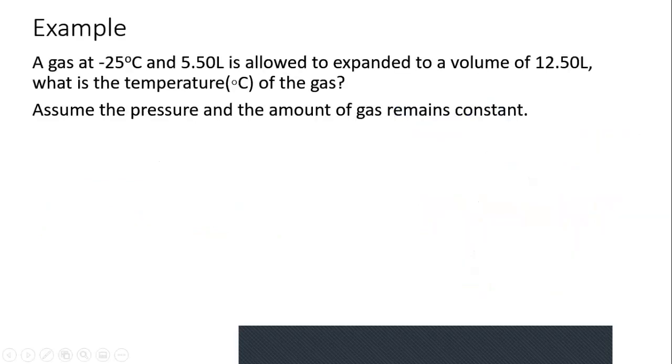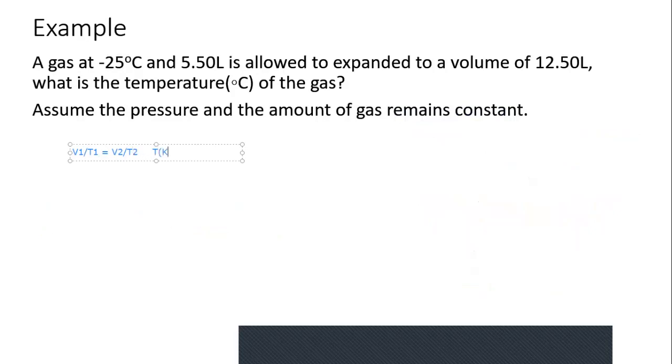So here we have a gas at negative 25 degrees Celsius, 5.5 liters. It expands to a volume of 12.5 liters. What's the temperature of the gas? And we want to know in degrees Celsius. Assume the pressure and amount of the gas remains constant. So since temperature and volume are changing, we're going to be using V1 over T1 equals V2 over T2.